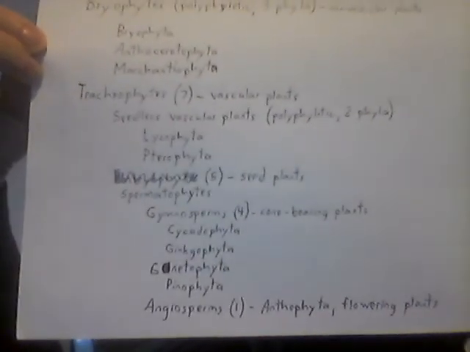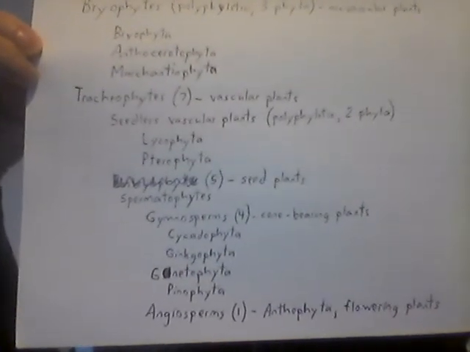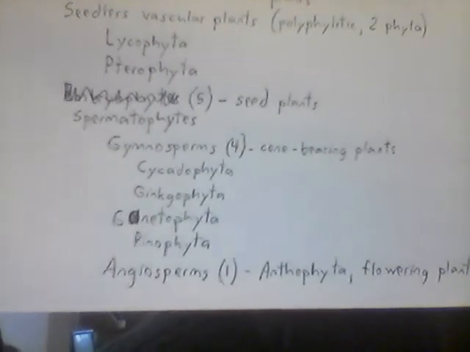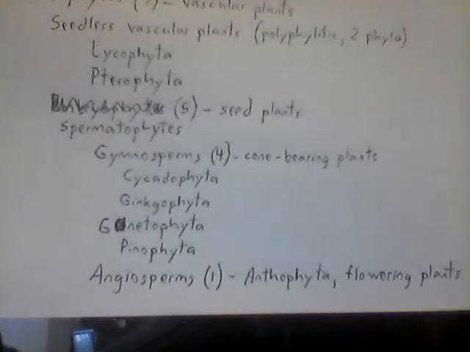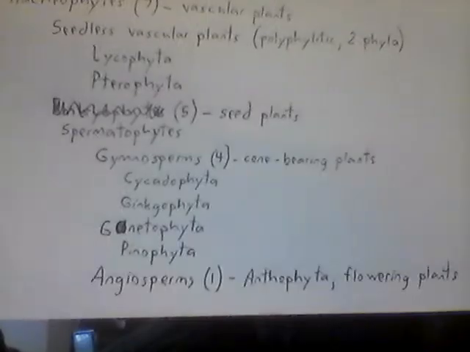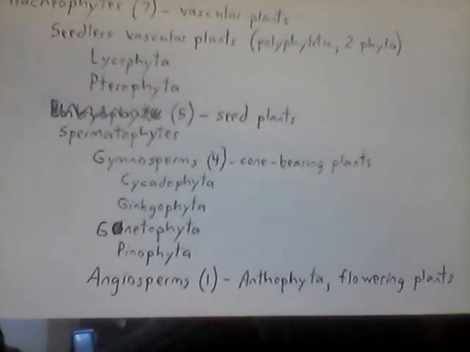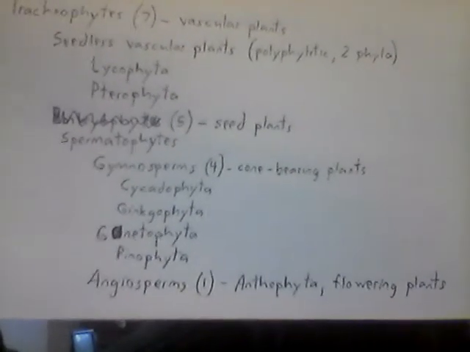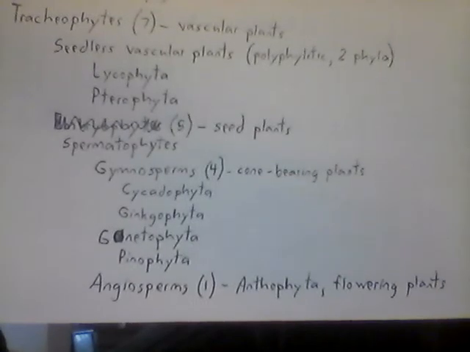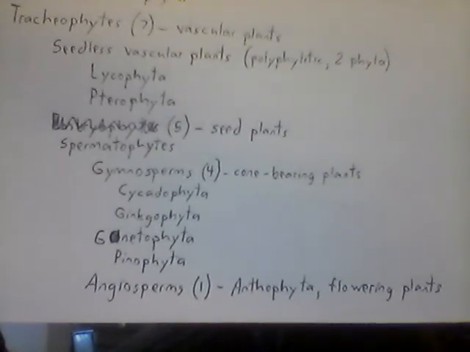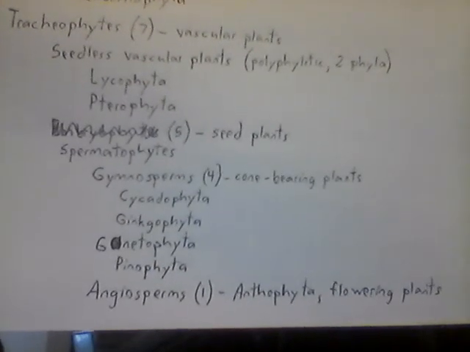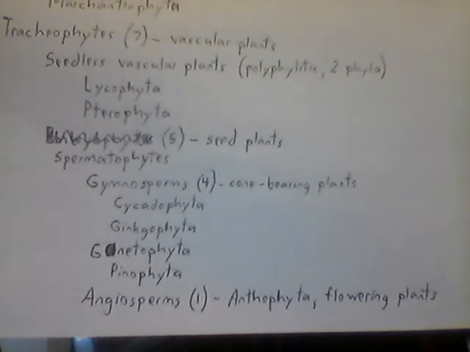4 of the spermatophyte phyla are gymnosperms, which you can see here. That includes the phylum Cycadophyta, the phylum Ginkgophyta, look at the spelling there, Ginkgo, the phylum Gnetophyta, look at the spelling there, Gneto, and the phylum Pinophyta. And then last but not least, we have 1 spermatophyte phylum that we call an angiosperm, and that would be the phylum Anthophyta, the flowering plants.